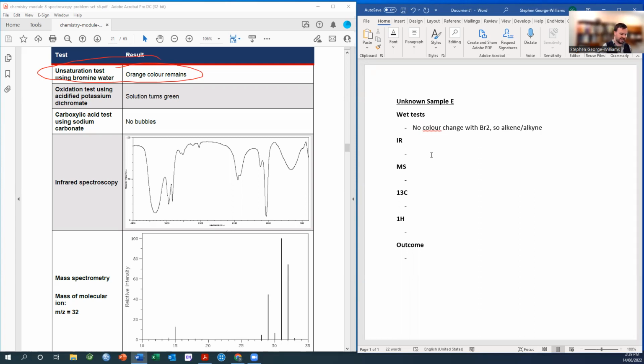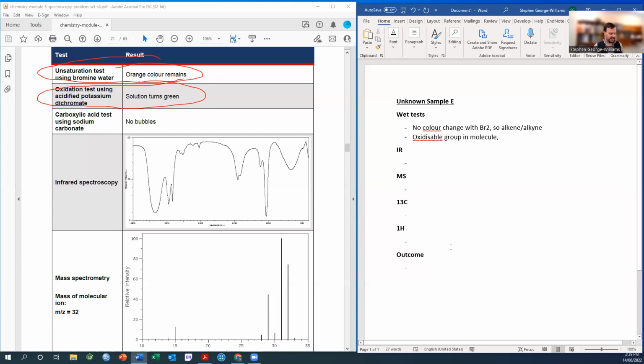I can see from my oxidation test that when I actually try and oxidize the system, the solution turns green, so a change has occurred. So that would imply that there is something that can be oxidized. So oxidizable group in molecule. And out of the ones that we have seen, the most likely oxidizable group is an alcohol.